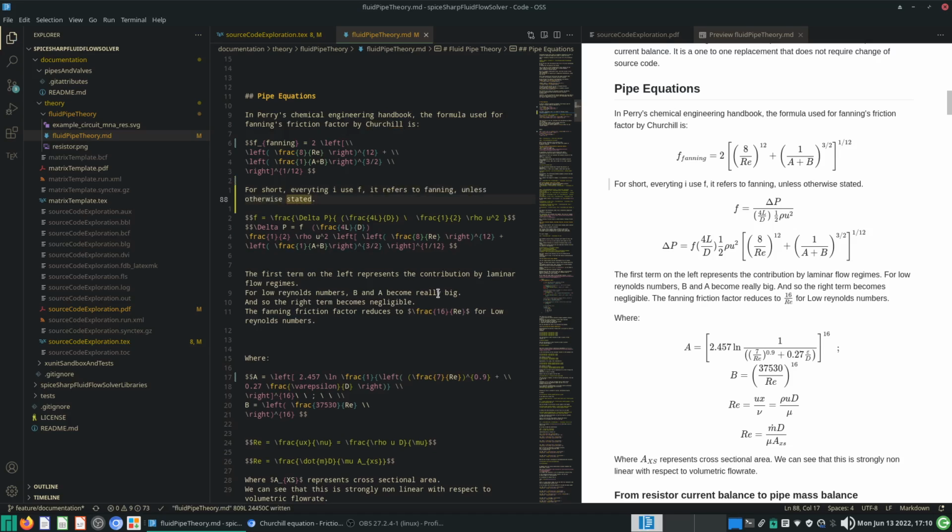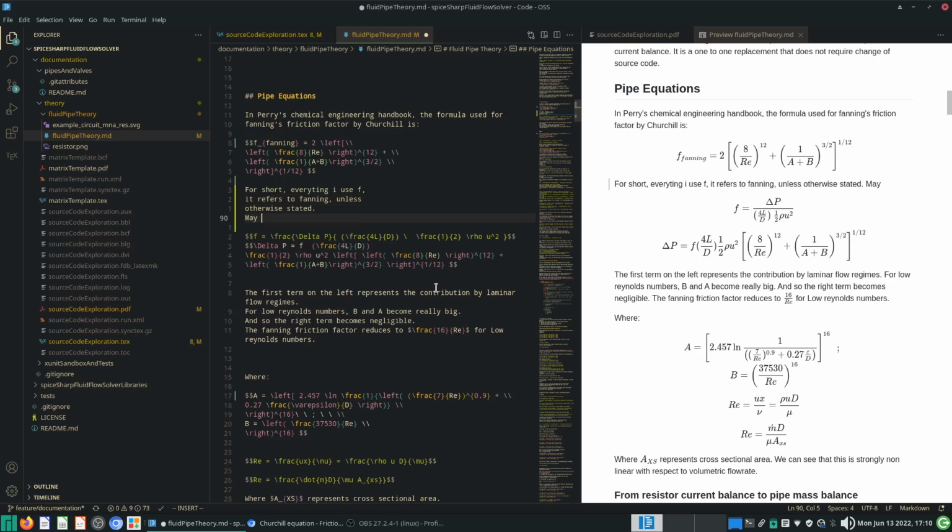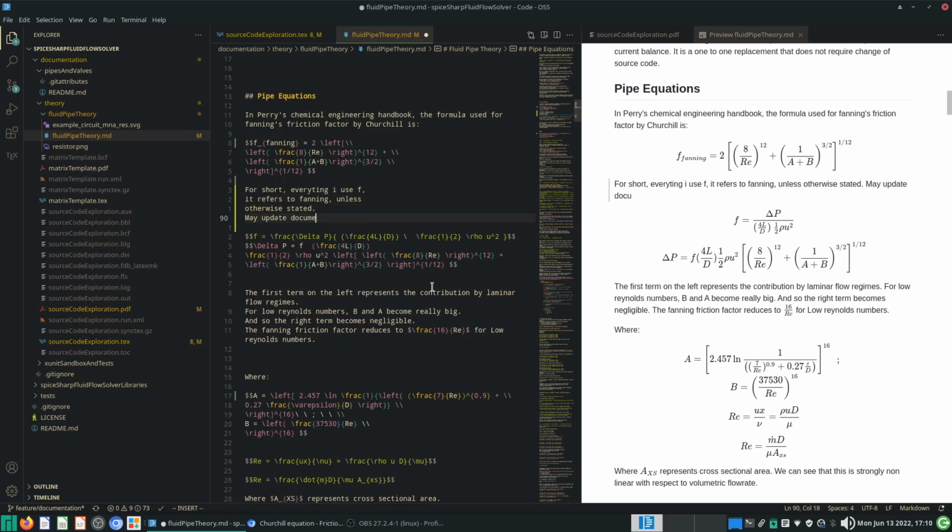Okay, of course I can do something else. I might update the code later, I might update the documentation later, but I don't want to do it now. May update documentation later to always use subscripts. Okay, so this is what we have here.